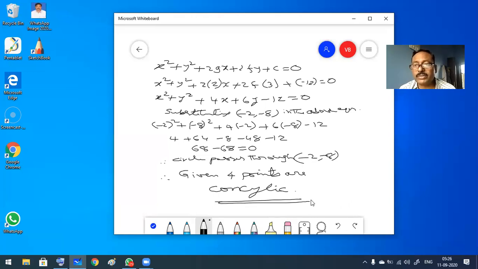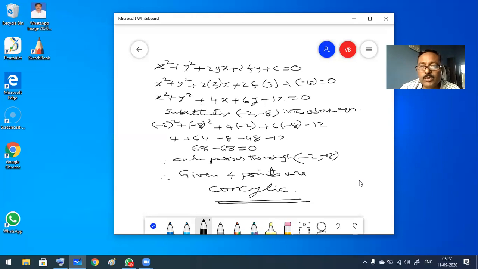So this is the process to prove the given 4 points are concyclic. These are very important questions. It is an essay type question for 7 marks. Many times it has come into public examinations. Show that the given 4 points are concyclic. That is the question.